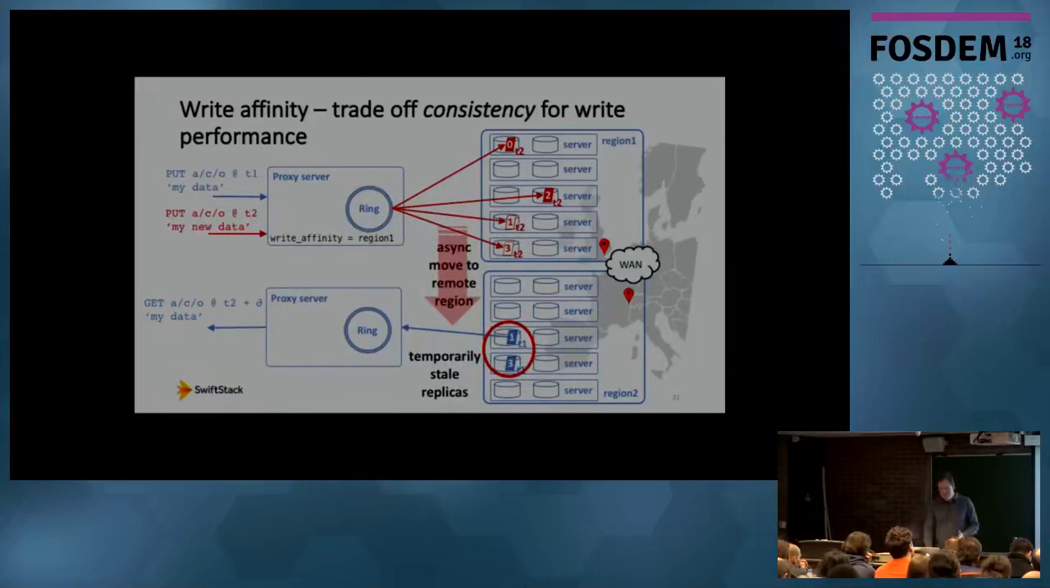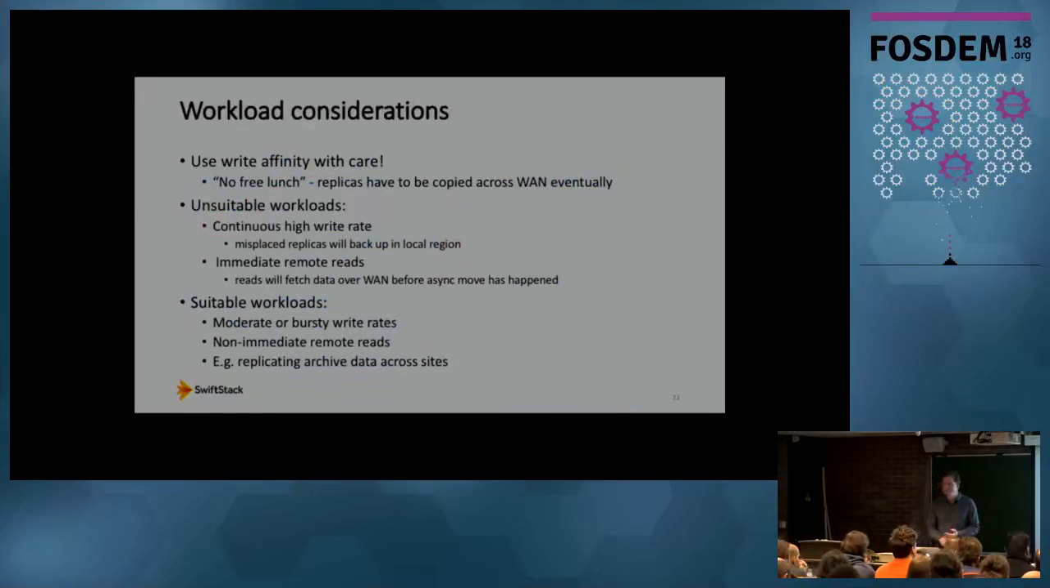So write affinity is a powerful tool, but you do need to use it carefully. It's not always appropriate. First of all, there is, as I say, no free lunch here. At some point, data has to be moved across the wide area network. So those replicas that we've written into temporary locations do need to be moved at some point.